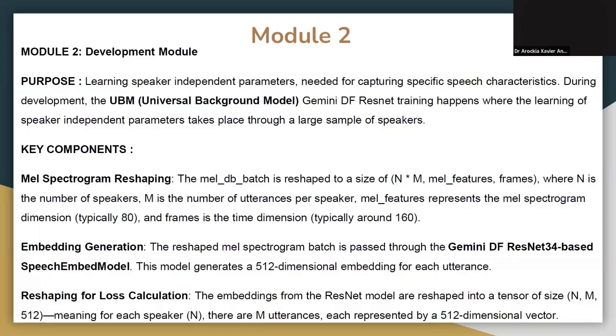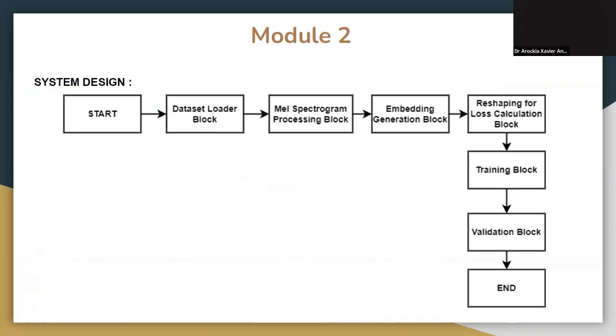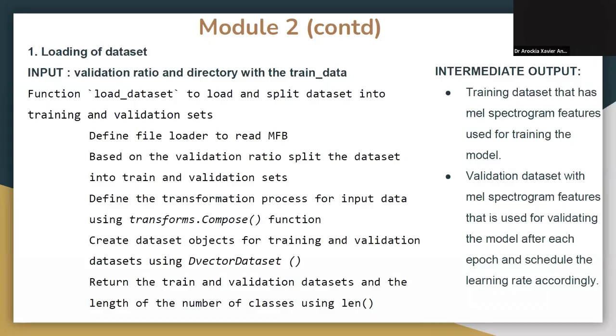For reshaping for loss calculation, we have N by M, wherein each speaker with M utterances is represented by a 512-dimensional vector. So this is module 2, where the development phase happens. The reshaping for loss calculation block is of core importance, based on the embedding generation block. Then it undergoes the training block and validation block. Module 2 pseudocode is given as such.